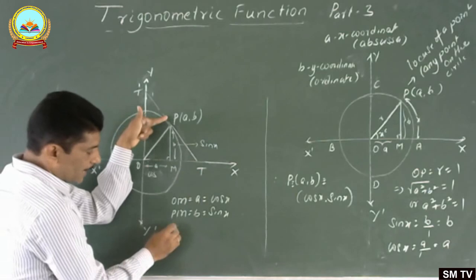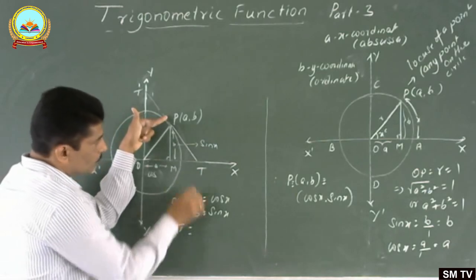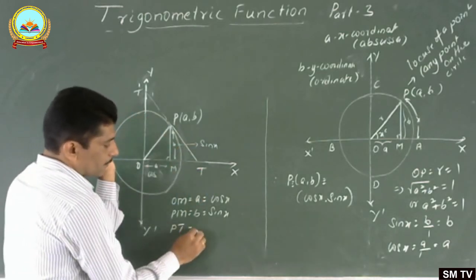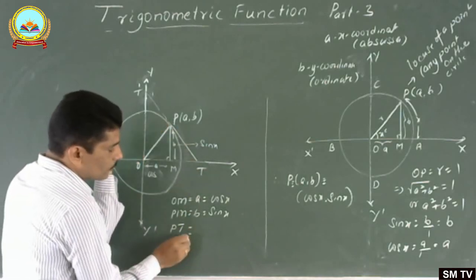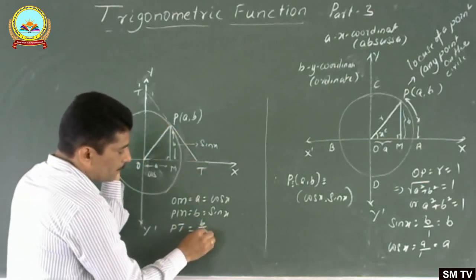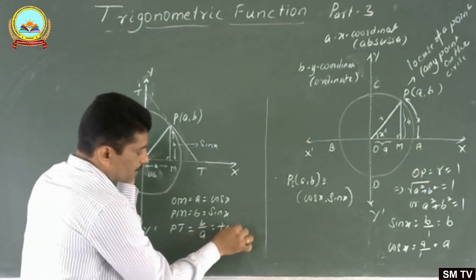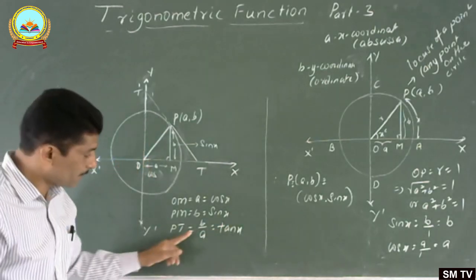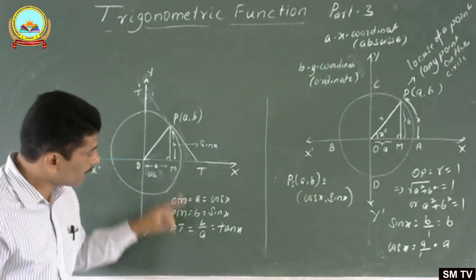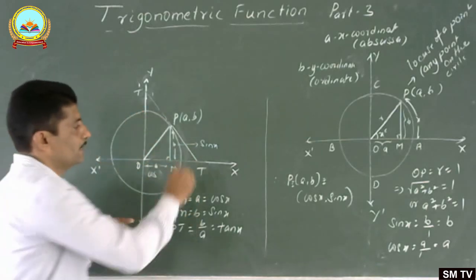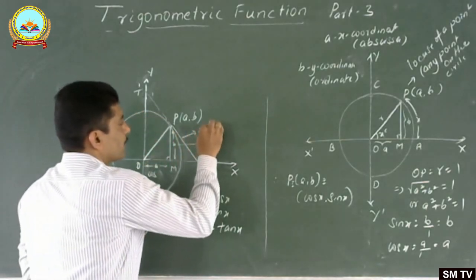Here PT is the tangent. PT is exactly equal to the ratio of b divided by a. This value is tan x, the ratio of b by a. The value of PT is called the tan.